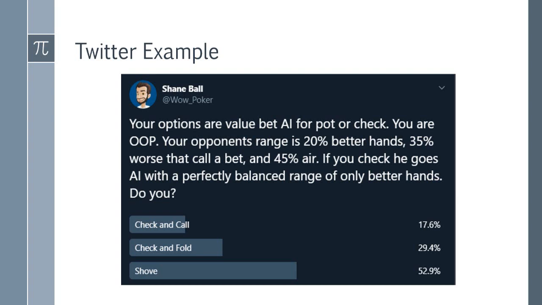So if we check, we also know that he goes all in with a perfectly balanced range. And this is miswording. I can see why there's some discrepancy in some of this. What I meant by a perfectly balanced range is of only better hands and air bluffs. So I misspoke in this. So if you're one of the people that took the poll and read it for exactly what I said here, where he's only betting better hands, then that does change some things. But what I meant was his range is perfectly balanced to better hands or bluffs. So he turns our specific hand into a pure bluff catcher.